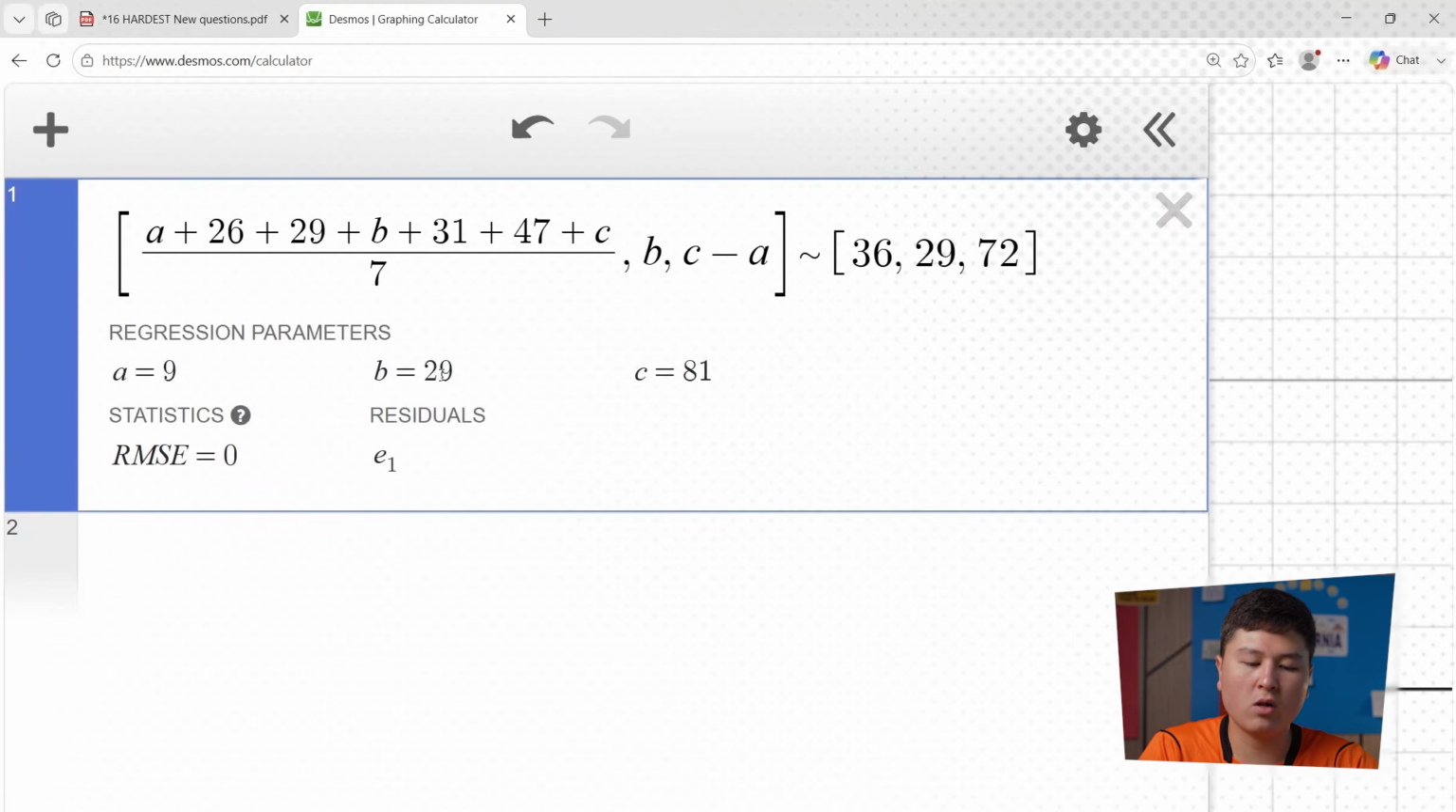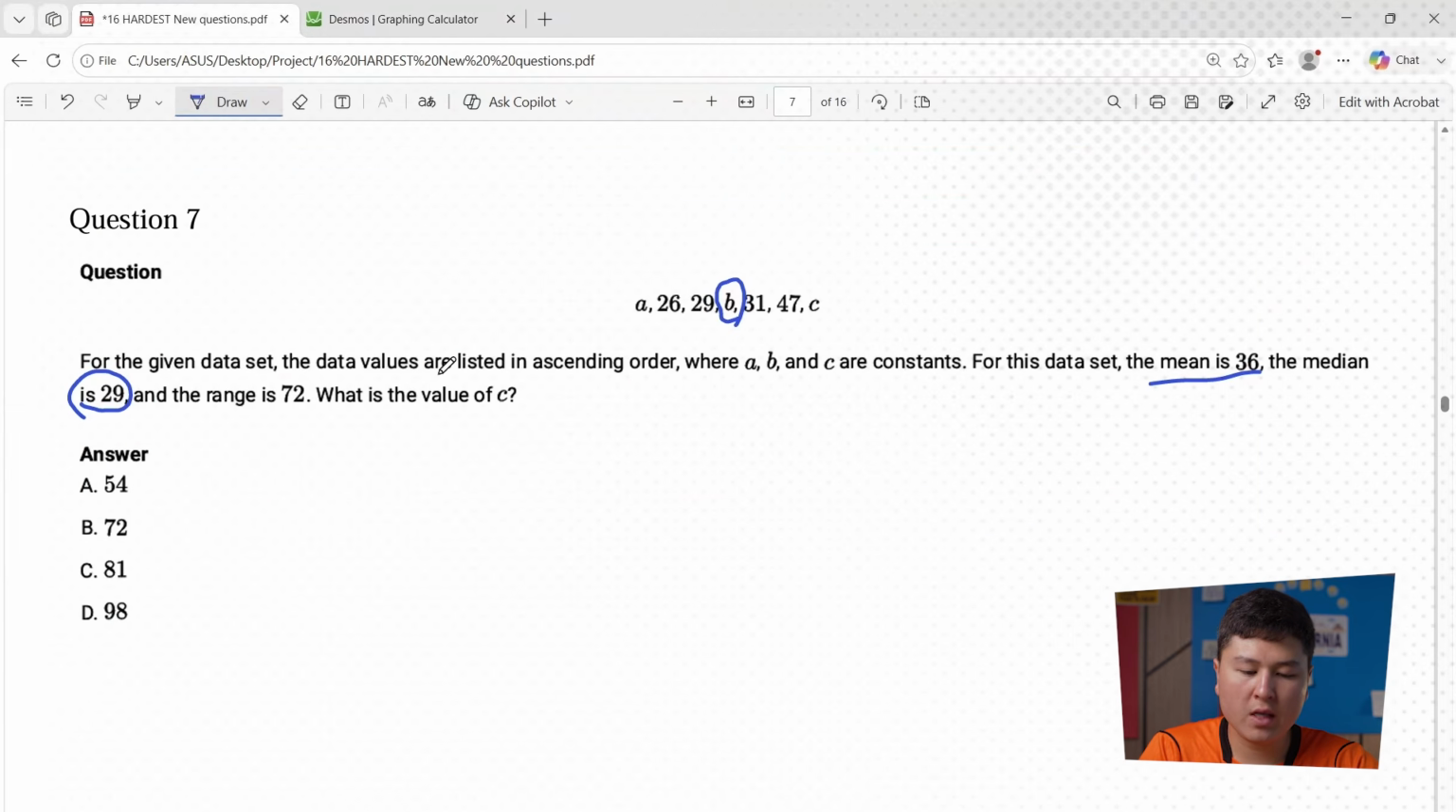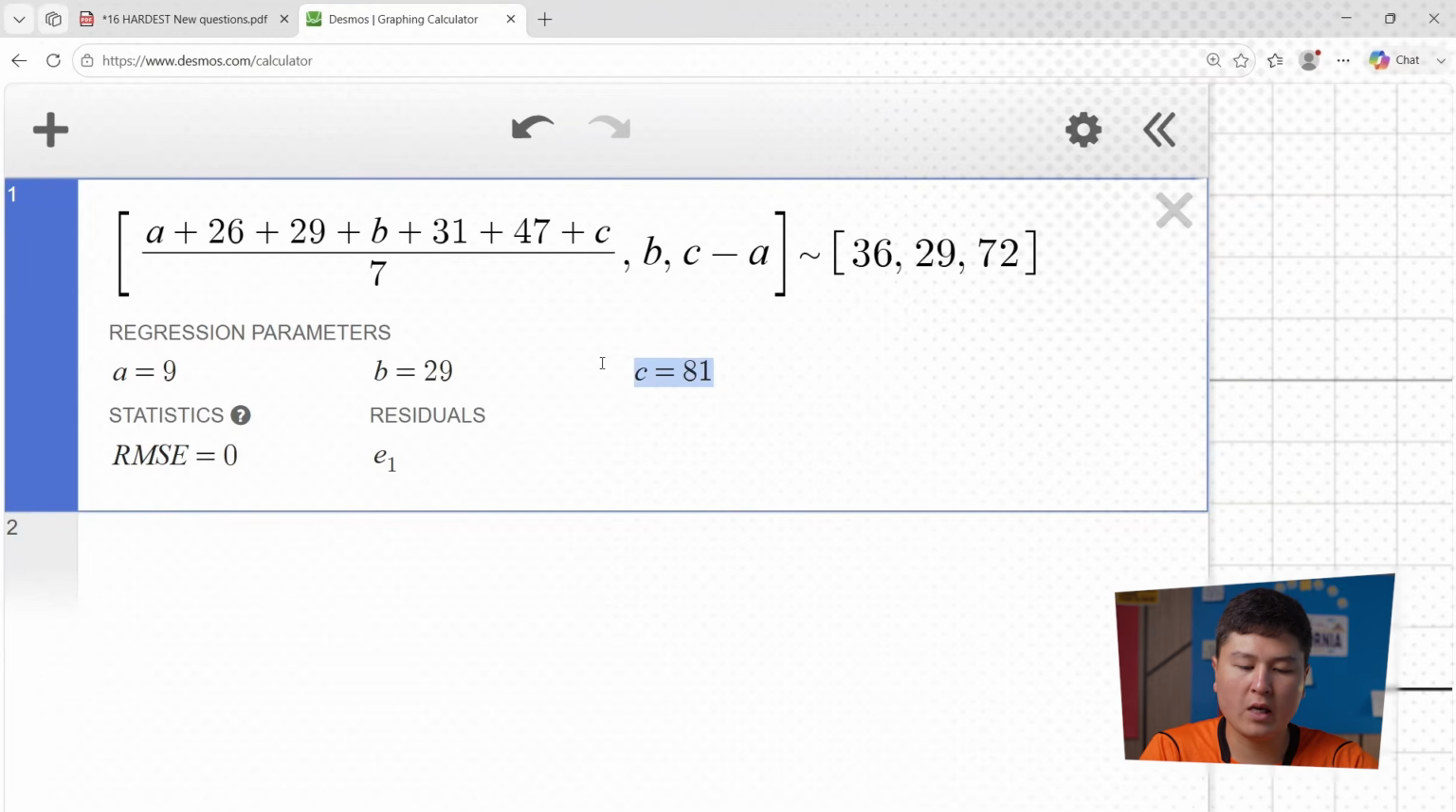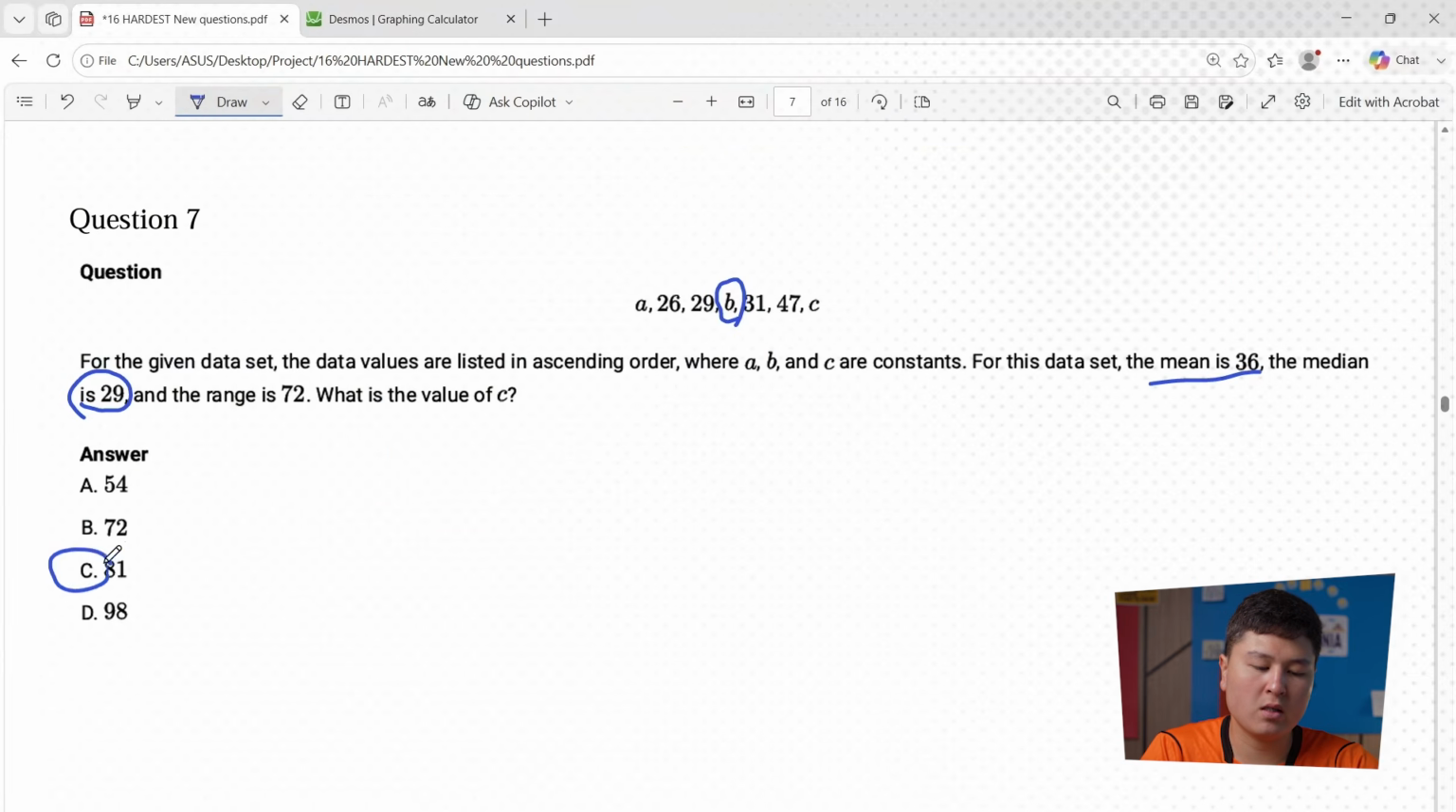It's just calculating all the values here, and the question is asking you to find the value of C, which is 81. So the answer is C.